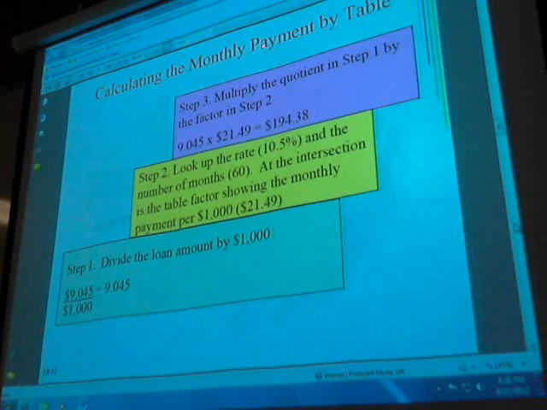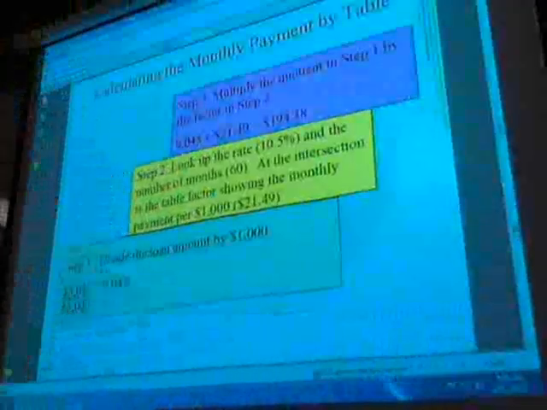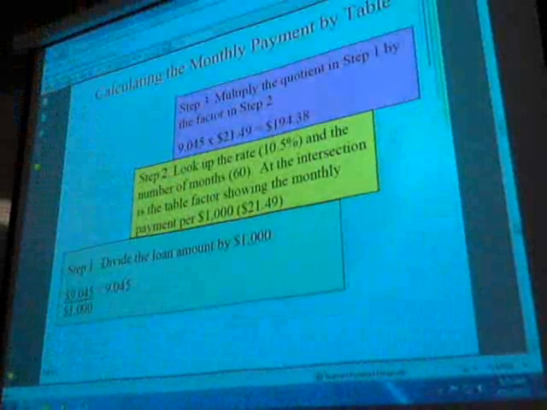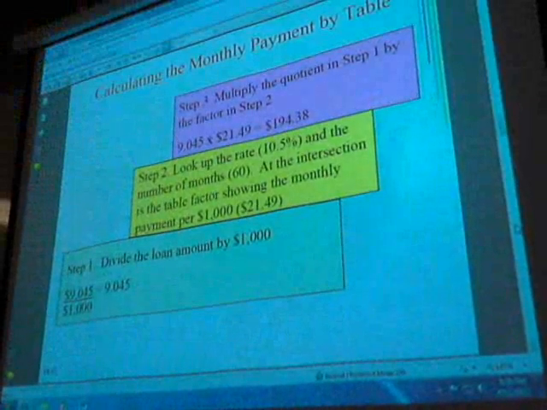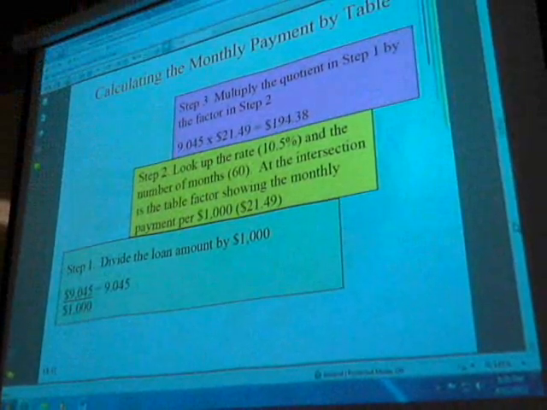All right? Now, here's another table. It's time for a different table. The monthly payment table is not called the monthly payment table in your book. It's called the loan amortization table. Loan amortization. It's in there somewhere.